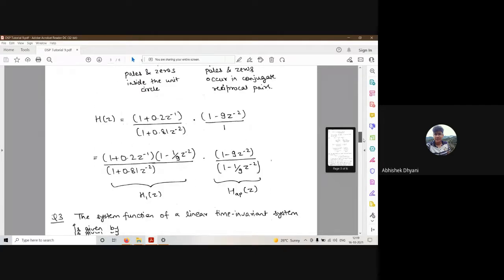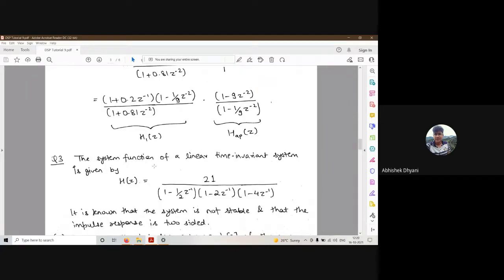Now let's look at question number 3. We have a system function, again some H(z), which is given by this.